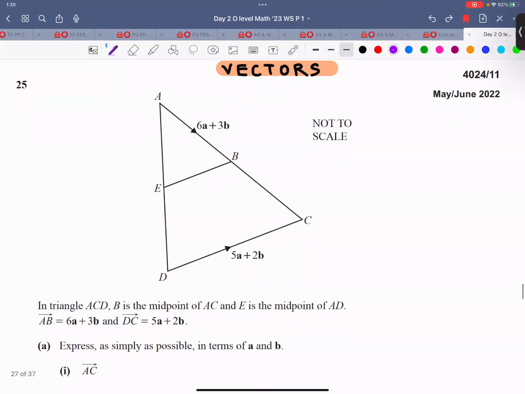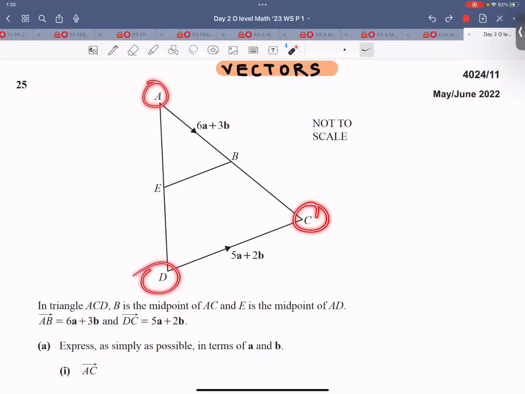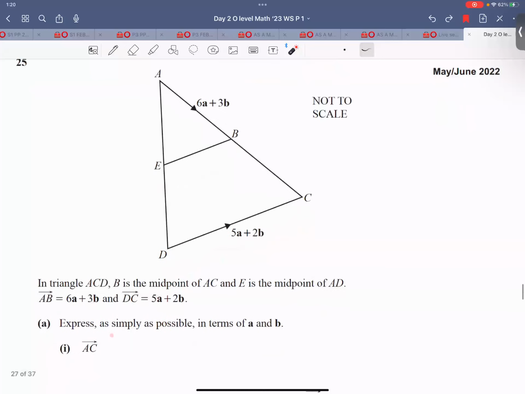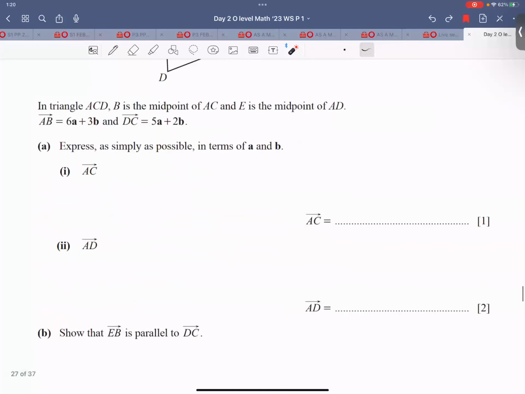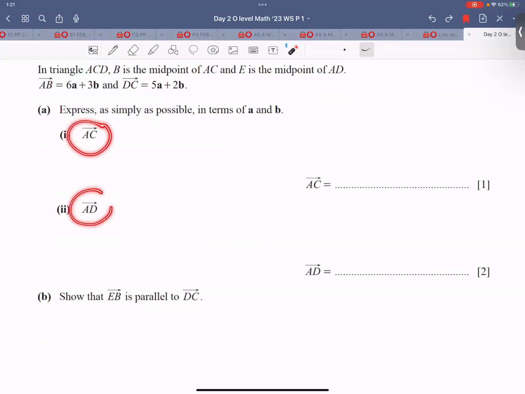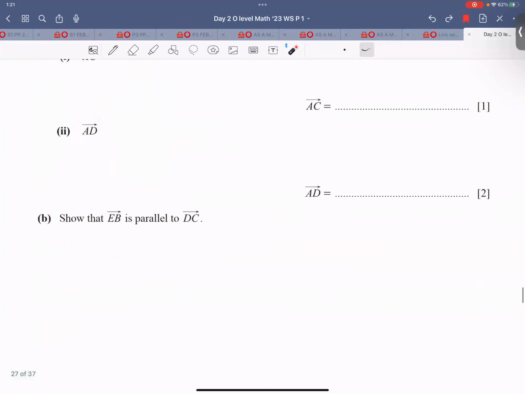Let's study vectors. Now the question says, in the triangle ACD, B is the midpoint of AC. E is the midpoint of AD. AB is given as 6a plus 3b. DC is given as 5a plus 2b. Express as simply as possible in terms of a and b. We have to express AC, AD, and then we have to prove something.